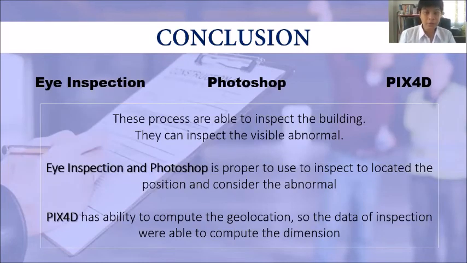The eye inspection can be done as with Photoshop, used to inspect and locate the position of the abnormal. Pic4D has the ability to compute the geolocation, and data inspection will compute the dimension also. These three processes are able to inspect the building. They can inspect the visible abnormalities which occur in the building.